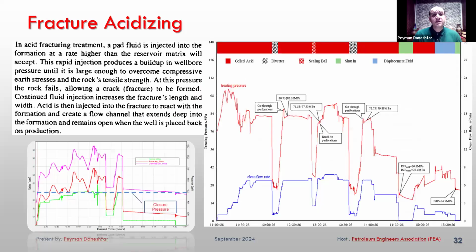Here you see that in a fracture, for the first stage, our buildup, and again we reach the perforations, again down, and again injection. Again we test the formations and the perforations, again and again, to find the best volume and the best rate for our fracture acidizing. In acid fracturing, a pad fluid is injected into a formation at a rate higher than the reservoir matrix will accept.